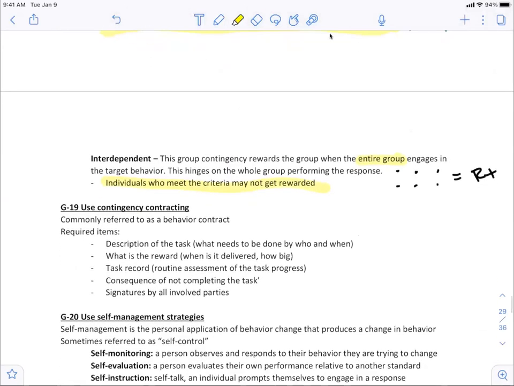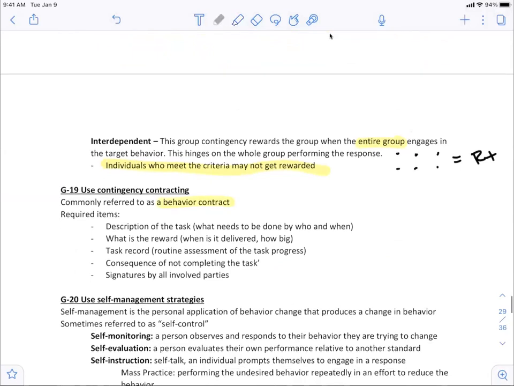Contingency contracting, often referred to as a behavior contract. What do we need? All right, we need description of the task. So let's make our contract. What needs to be done? Spell name. This is obviously very basic. Spell name. That's our task. Reward. Okay, reward. Xbox. Wow, that's a pretty good reward, right?